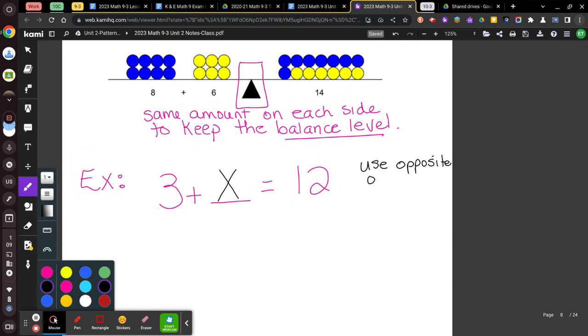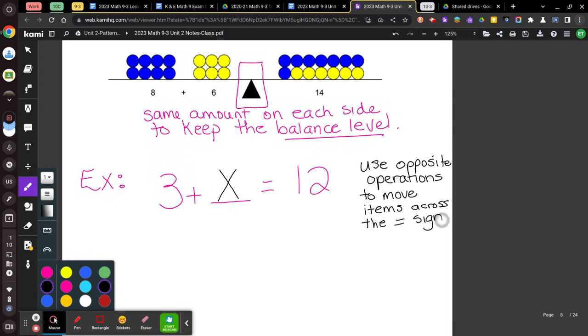We use opposite operations to move items across the equal sign.